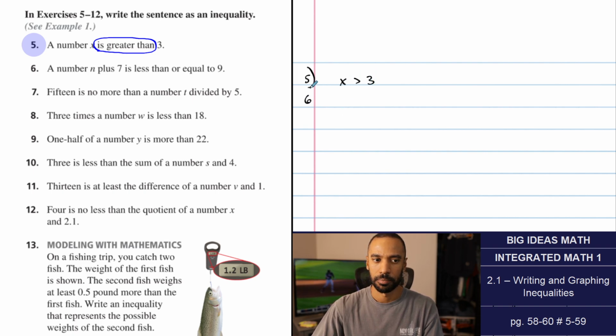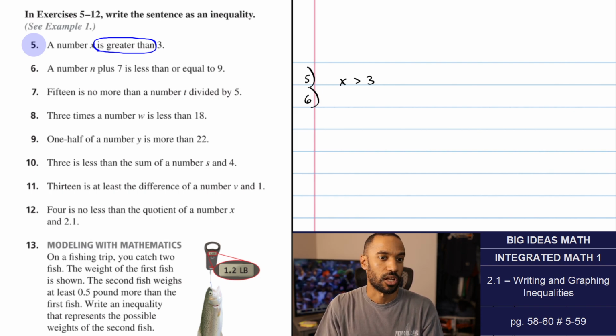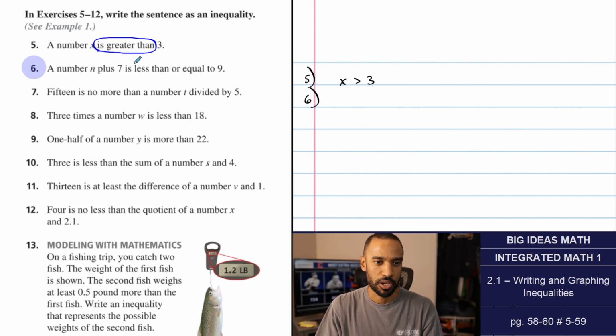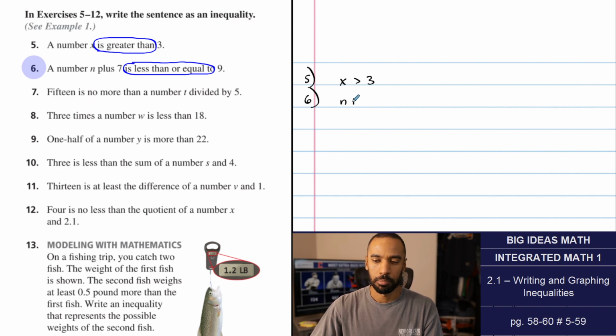It looks like that. Number 6, in fact, a lot of these look like they are pretty literal. We'll see what happens from there. But a number n plus 7, that sounds like an expression, is less than or equal to, boom, there's the inequality, 9. A number n, and this is read left to right, so a number n plus 7 is on the left, is less than or equal to, is there, and 9 is the right expression.